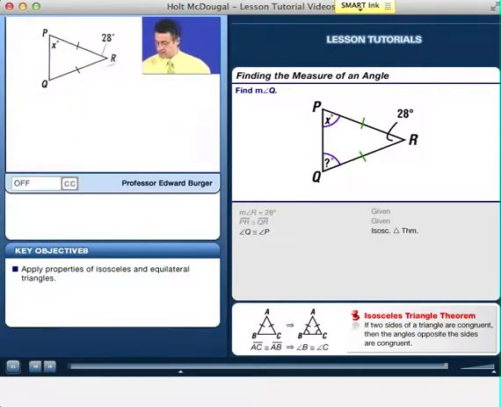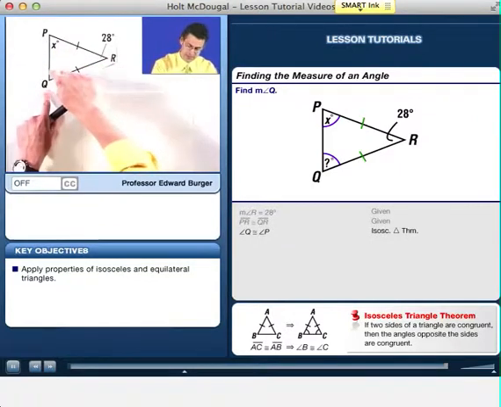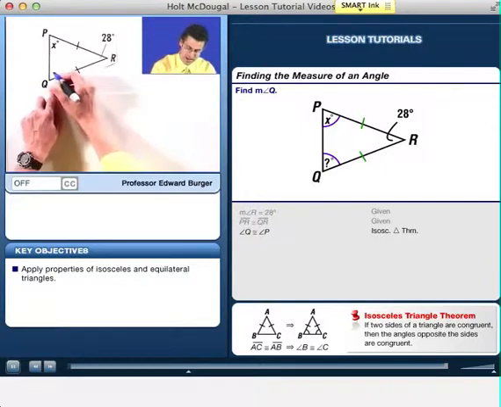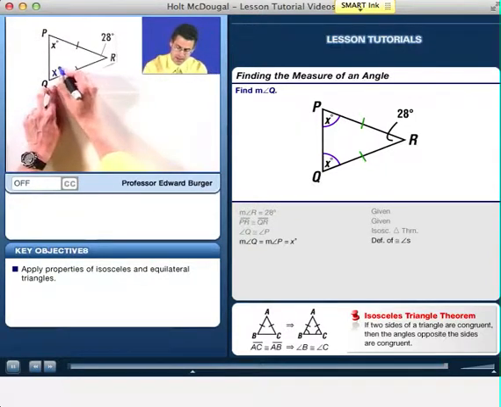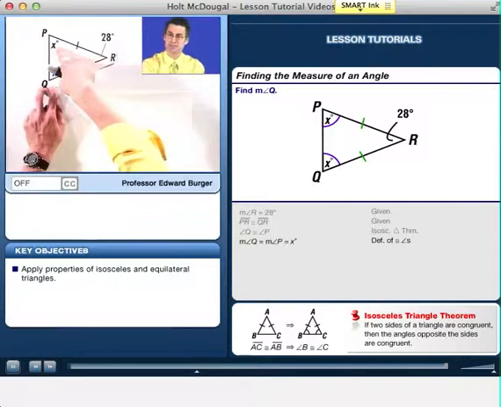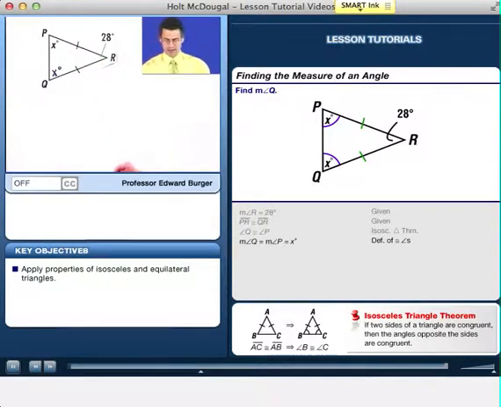So automatically, I can assert that this angle Q has measure x degrees. And why? Because we're told that angle P has measure x degrees. Well, how am I going to find x?